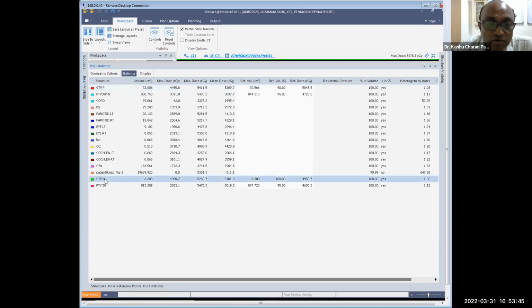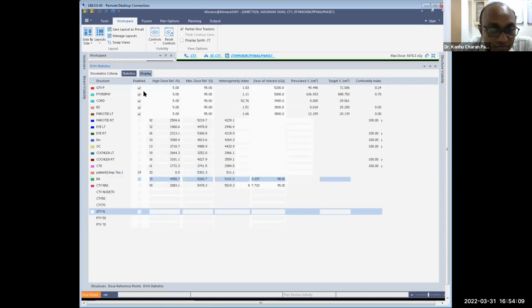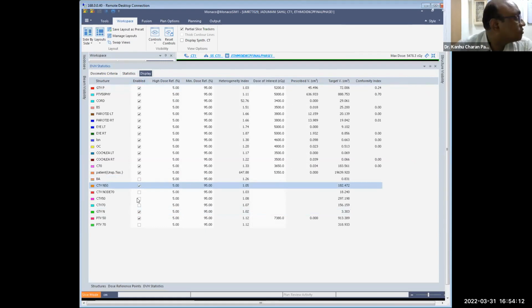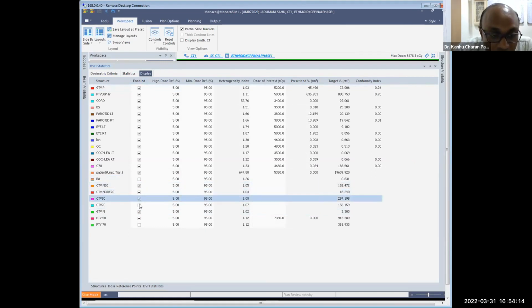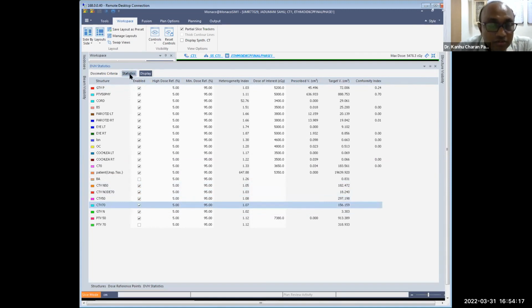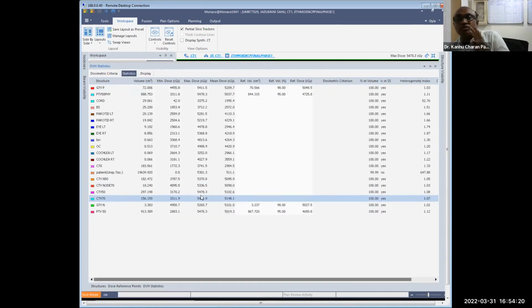Then you go to the GTV nodal area and see how much it is getting. You can see even 90, 100% is getting here, nearly 100%. If you put it at 98, you can see how much dose is getting here. So first you have to see the primary GTV and GTV node, then go to the CTV. Then see the CTV, don't directly jump to the PTV. As we saw, we have evaluated the GTV first, then we will go to the CTV.